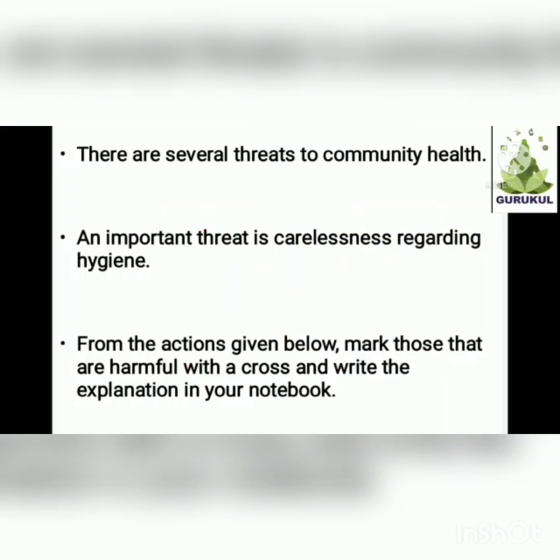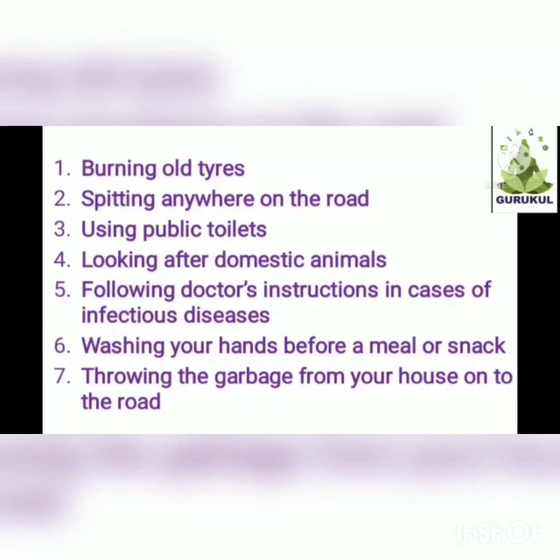So there are several threats to community health. All of you know that an important threat is carelessness regarding our hygiene. So here they have given some actions. Okay, and we want to mark those that are harmful with a cross. So every one of you do it in your textbook. Okay. So which are those? See here. First one, burning old tires. Okay. Then second one, spitting anywhere on the road.